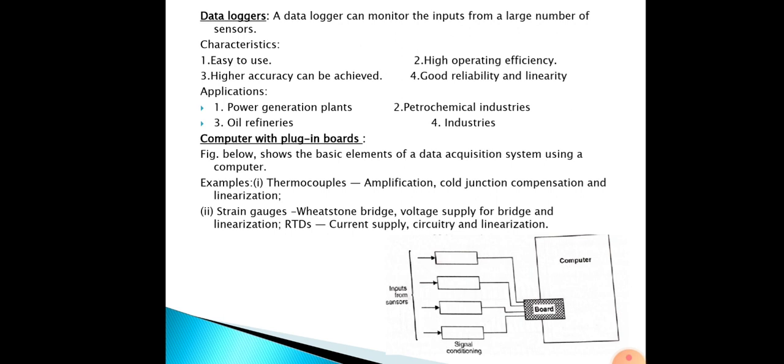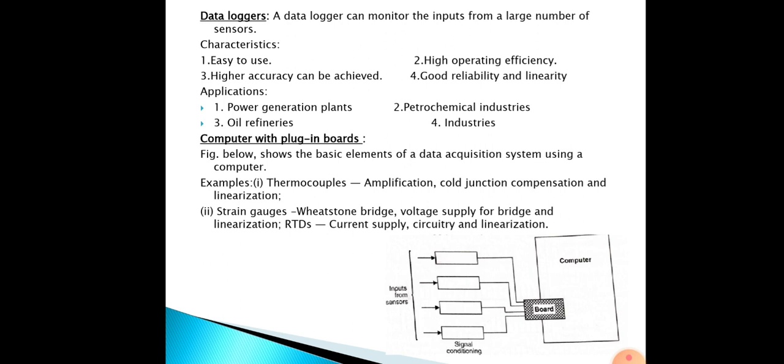Here you can see the diagram of a computer with plug-in boards. The conditioning prior to the inputs to the board depends on the input. Examples we can use here for inputs: thermocouples, with amplification, cold junction compensation and linearization. Next, strain gauges, with Wheatstone bridge, voltage supply for bridge, and linearization; RTDs, with current supply circuitry and linearization. So this signal conditioning will be done and given to the board, to your computer, that is the data acquisition system.